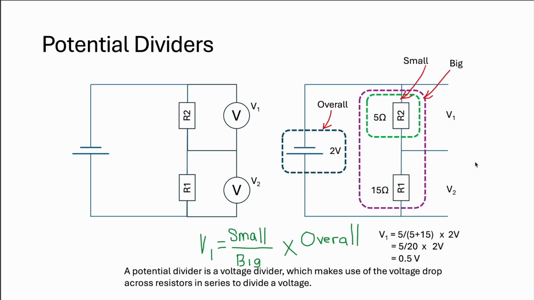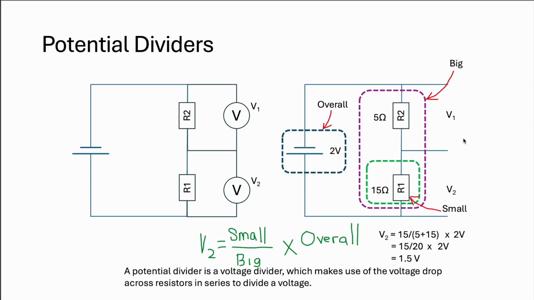So sometimes fixed resistors are used. In this example, it's going to be small over big. Your small is 5, your big is your overall, which is 15 plus 5. That's 20. So 5 over 20 times your overall will be 2 volts. Your output voltage for V1 will be as such. Conversely, on the other hand, V2 will be 15 over 15 plus 5 times 2. That's the output voltage. So pretty easy, right?